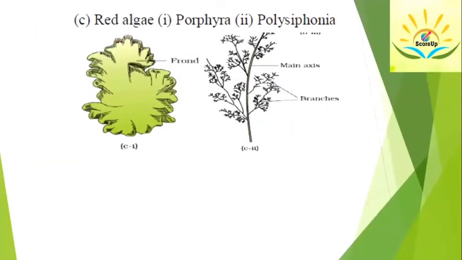Then red algae. In red algae you can get a Porphyra structure and a Polysiphonia structure. In Porphyra only you can find a frond. In Polysiphonia the main axis branches. See here, this one is a Polysiphonia. Polysiphonia means many branches. Poly means many. Siphon means siphonated. This is called a Polysiphonia structure.